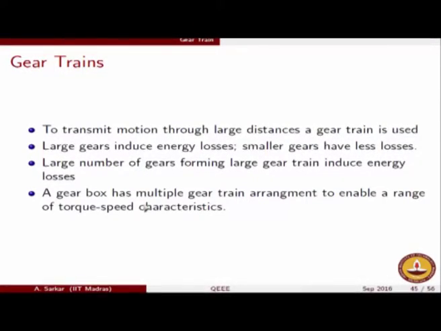As we would all have seen in a typical automotive garage, if you have had a chance to see, the gearbox is essentially a gear train. A gearbox is essentially a multiple gear train arrangement to enable a range of torque speed characteristics. Remember, this is where it all started, because we know that due to the driving conditions we need different torque speed combinations. In a gearbox we have different gear arrangements, and when you shift the gears you essentially ensure that a certain gear ratio is being maintained.